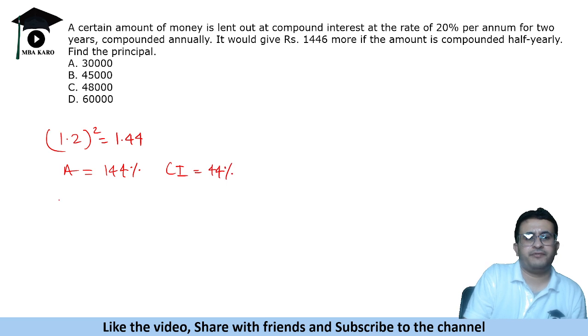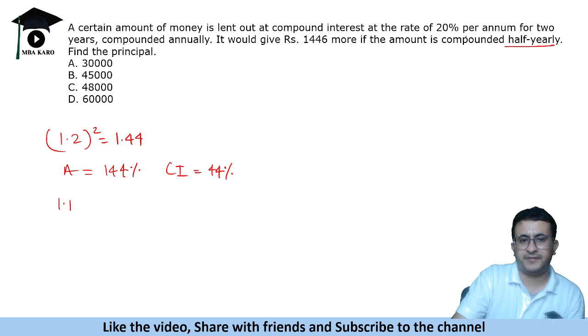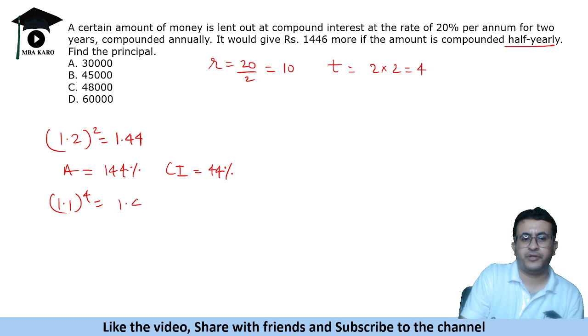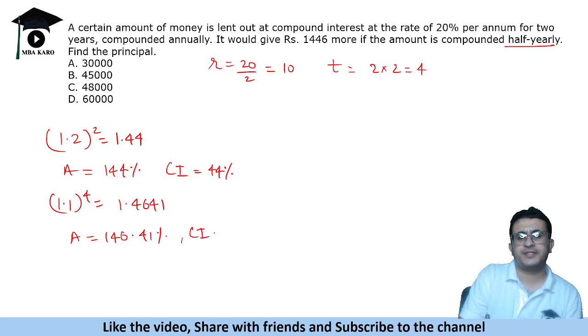Okay. When we look at 1.1, now if it is compounded half yearly, rate will become 20 by 2, which is 10%, and time will become 2 into 2, which is 4 years. So in this scenario, 1.4641. So amount is 146.41%. That means compound interest is 46.41%.